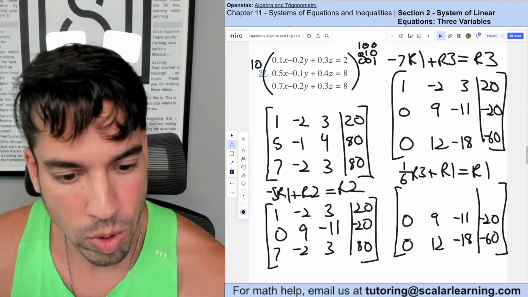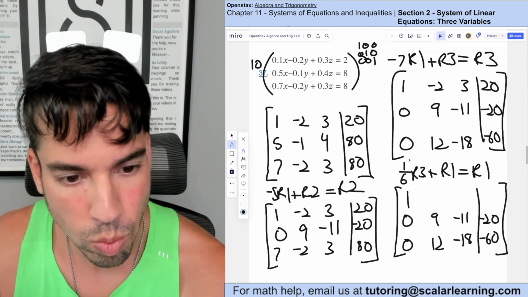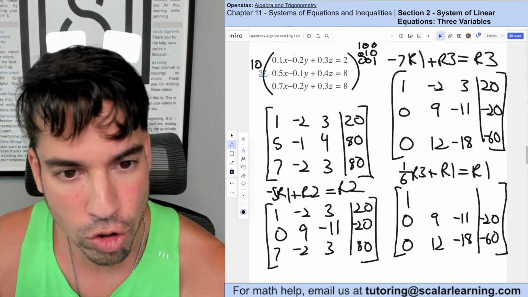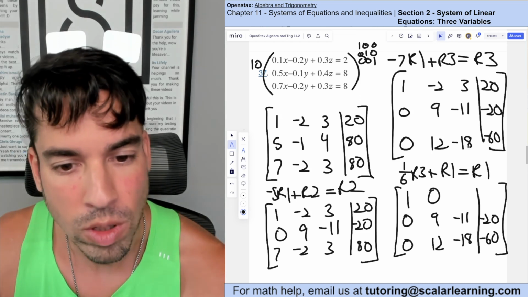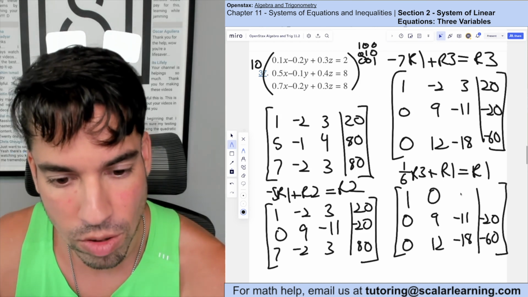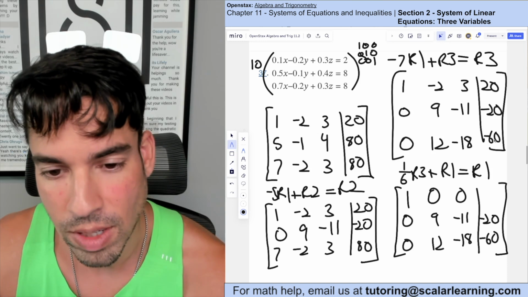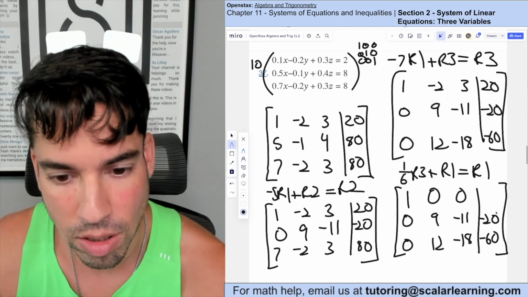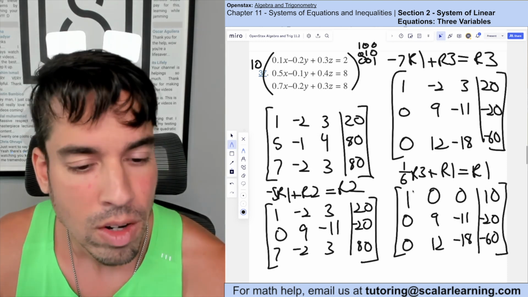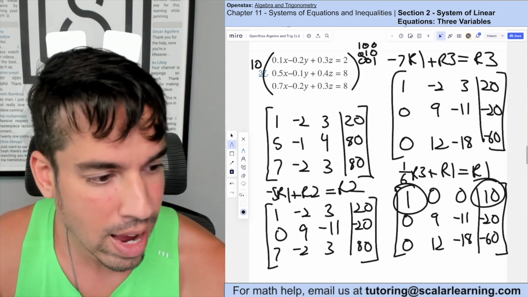Let me show you. So we got 1/6 times 0 is 0 plus 1 is 1. 1/6 times 12 is 2 plus negative 2 is 0. 1/6 times negative 18 is negative 3 plus 3 is 0. 1/6 of negative 60 is negative 10 plus 20 is 10. And look at that, we got our value for x. It has to be 10.